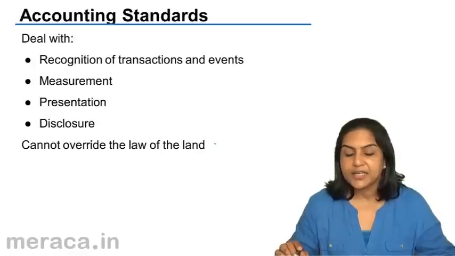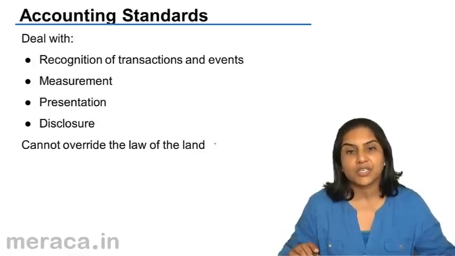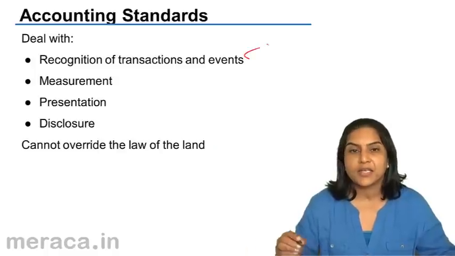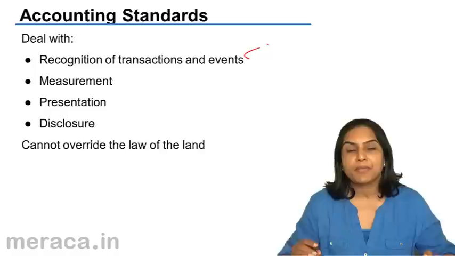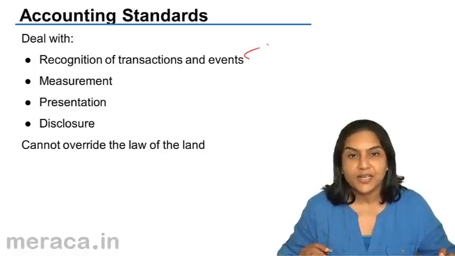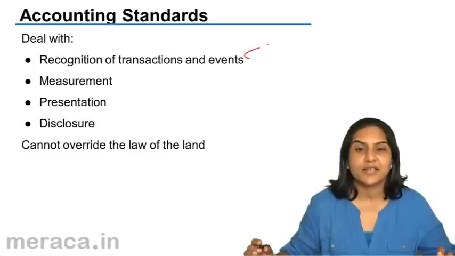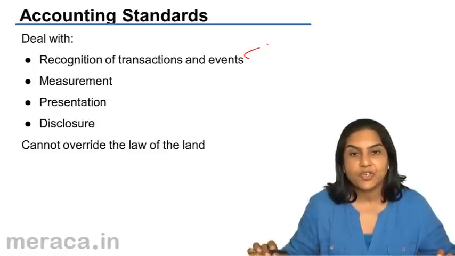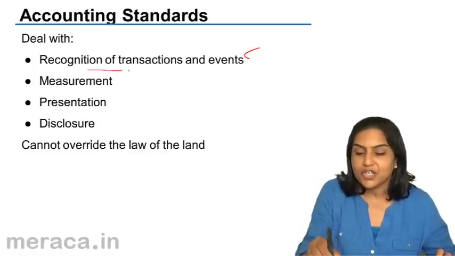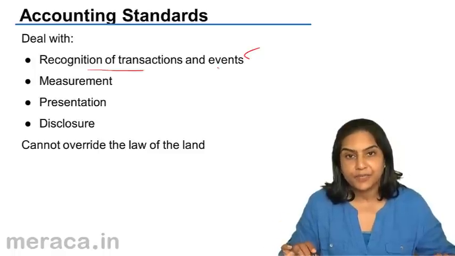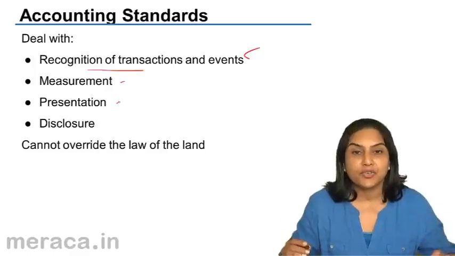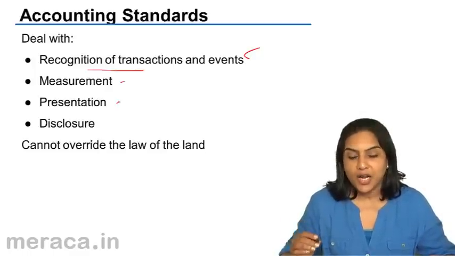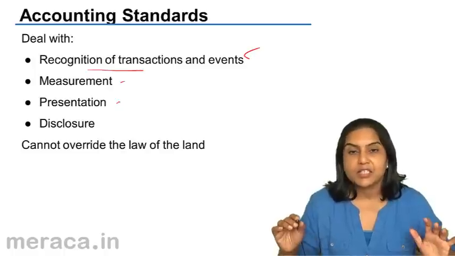Accounting standards deal with the recognition of transactions and events. When is income to be recognized? For example, if a contractor is building a bridge over a period of 5 years, does he recognize income in the first year, when the contract is signed, or does he recognize income in the 5th year when the entire bridge is completed? So when does recognition of the transaction occur? How it is measured, how it is to be presented and what facts are to be disclosed. Largely, all accounting standards deal with these 4 matters.